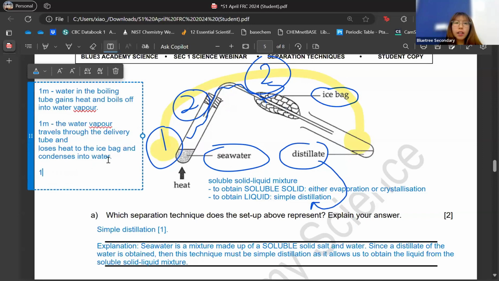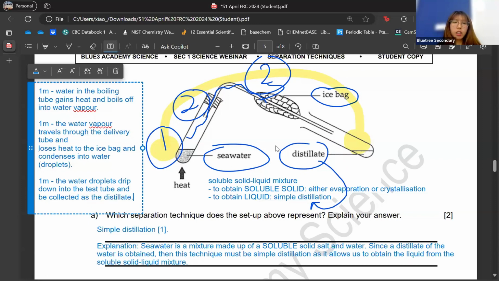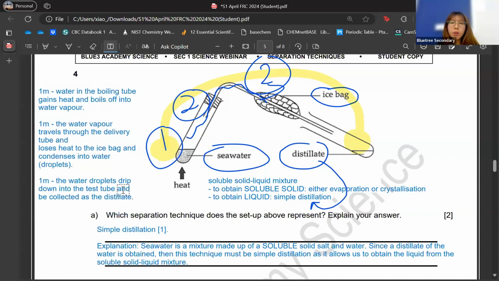Okay, so here comes your one last mark, which is what happens to this water. Okay, so this water, you can call it water or your water droplets. Okay, so it will just naturally drip down, okay, into the test tube and be collected as the distillate. So this last mark here, in fact, is very generous marking as well. Okay, this last mark is just for you to complete your answer.